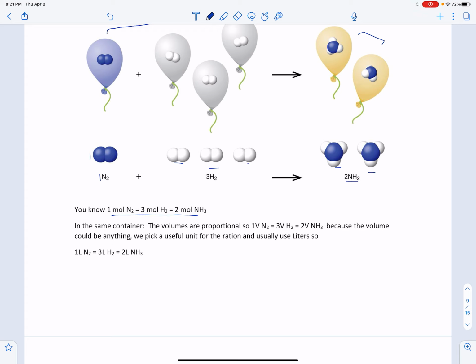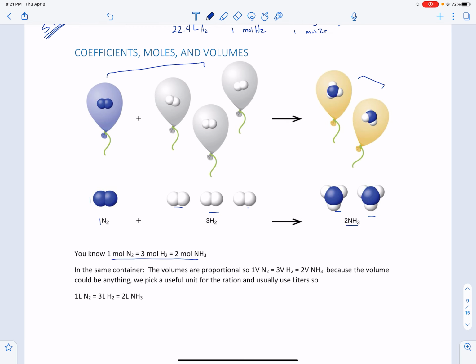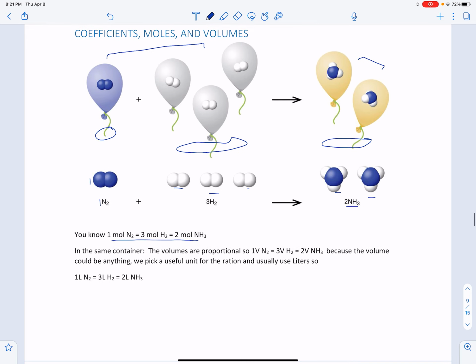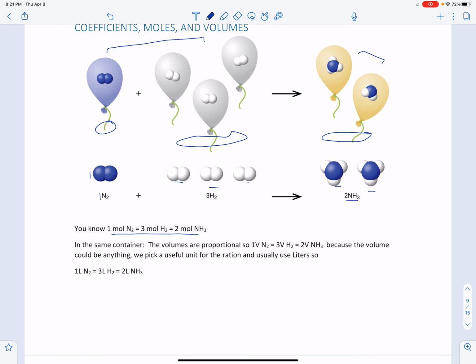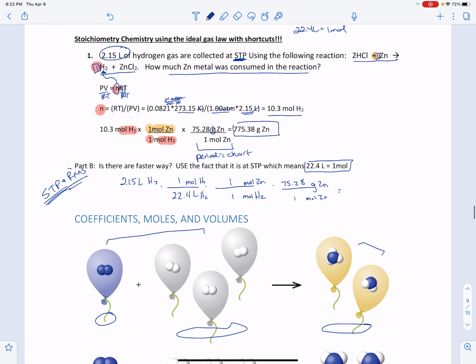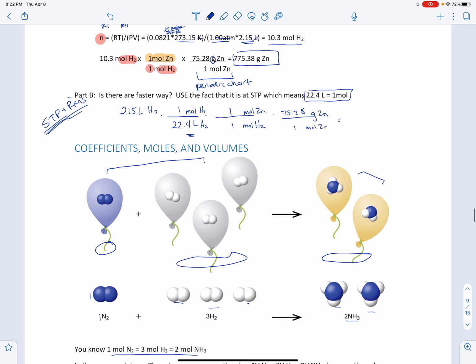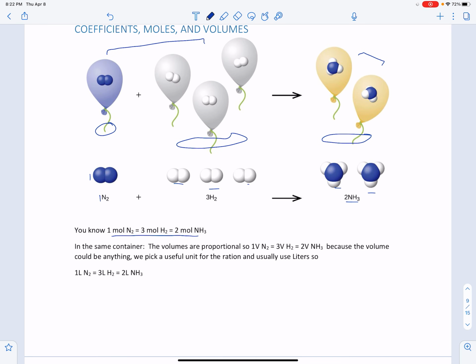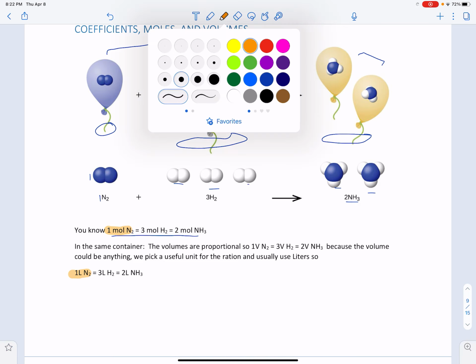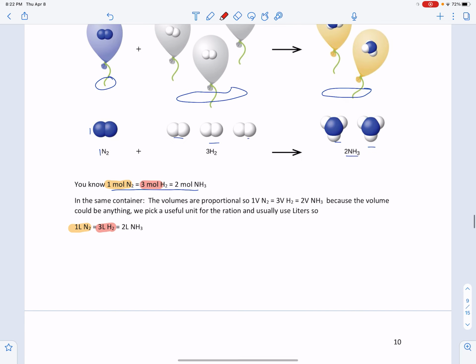In the same container, we know that the volumes are proportional. So do you see how this is 1 volume of N2 proportional to 3 volumes of H2, and it's proportional to 2 volumes of NH3? So the volume could be anything. We're going to pick a useful unit for the ratio, and usually it's just easier with gases, like up here, to use this liters ratio. It's easier to do a liters ratio. So here's one ratio, and here's another ratio. These are meaning the same thing.